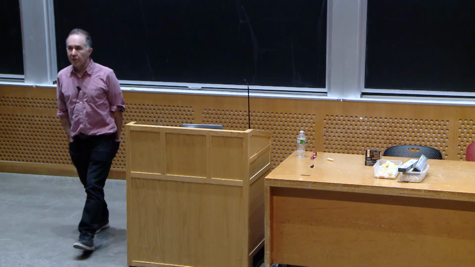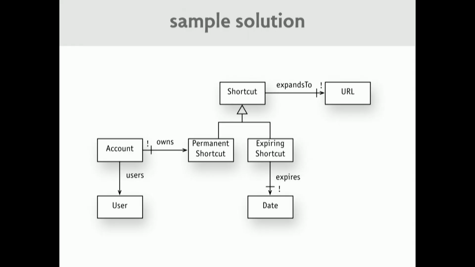So here's a sample solution. I've classified shortcuts into the 2 types. I've said that an account owns permanent shortcuts. Shortcuts expand to URLs, and expiring ones expire on dates. Anyone have anything very different from this, or any questions about it? Anything surprising? Good. So that was Michael's point earlier, right?